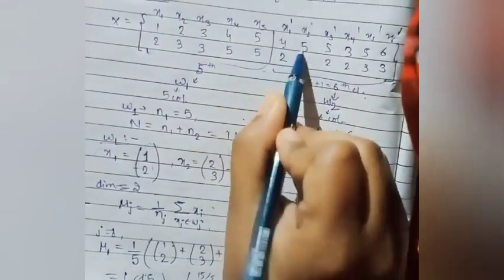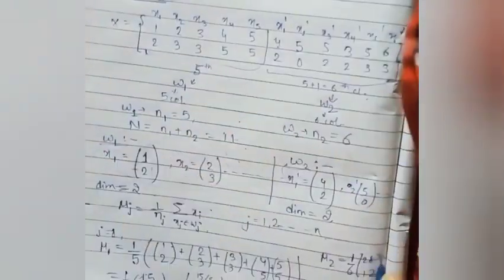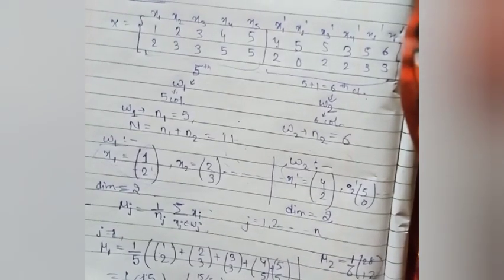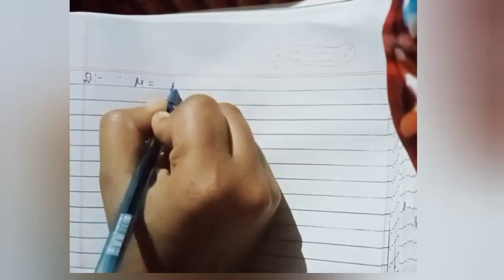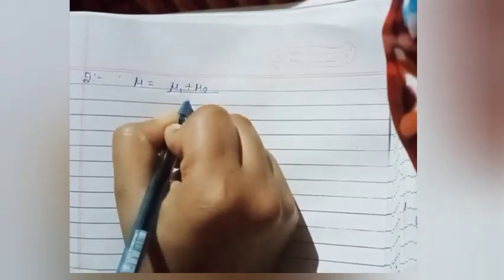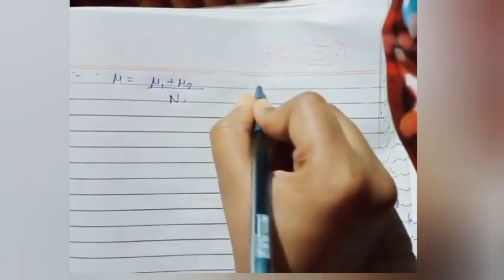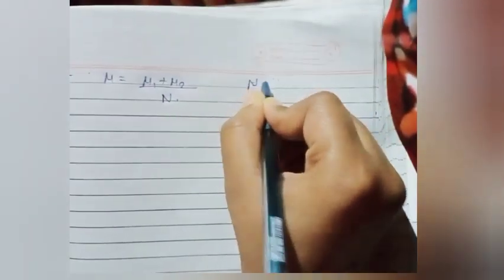After adding all this, 4 plus 5 plus 5 plus 3 and so on, 1 by 6, it has a value of something like 4.62, and this one is 2. The second step is to calculate the total mean. The total mean will be like mu1 plus mu2. The formula for this would be divided by N, capital N, the total size of the matrix, which was 11.